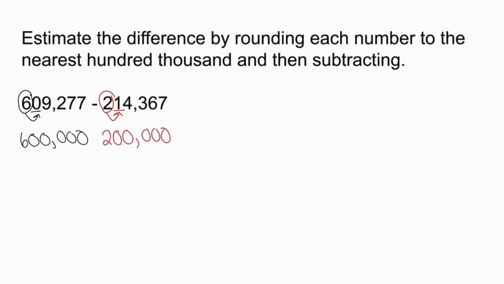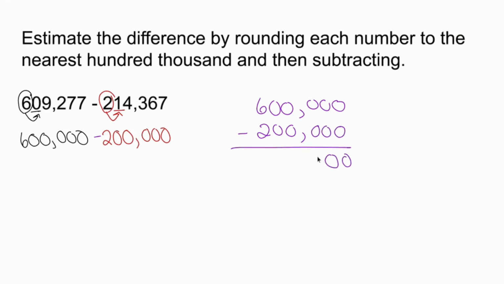My job is to now subtract these guys. So I'm going to write out 600,000 minus 200,000. And as you already know, nothing happens with these zeros. All of these zeros just drop down, comma, 0, 0. And 6 minus 2 is 4.